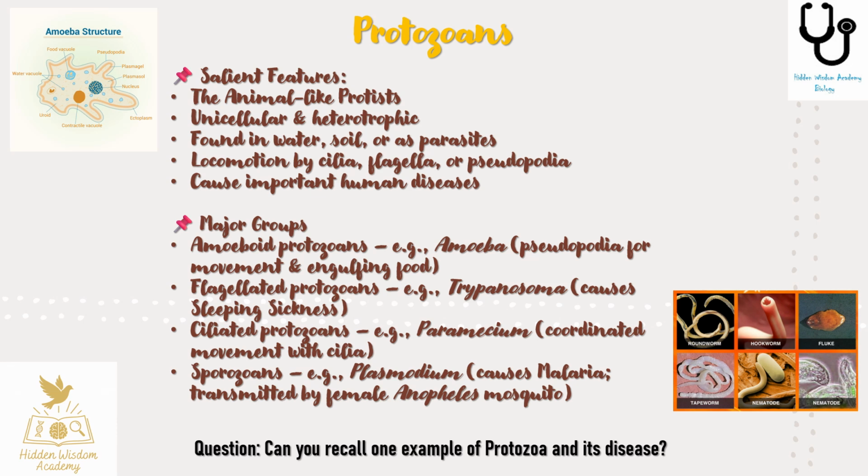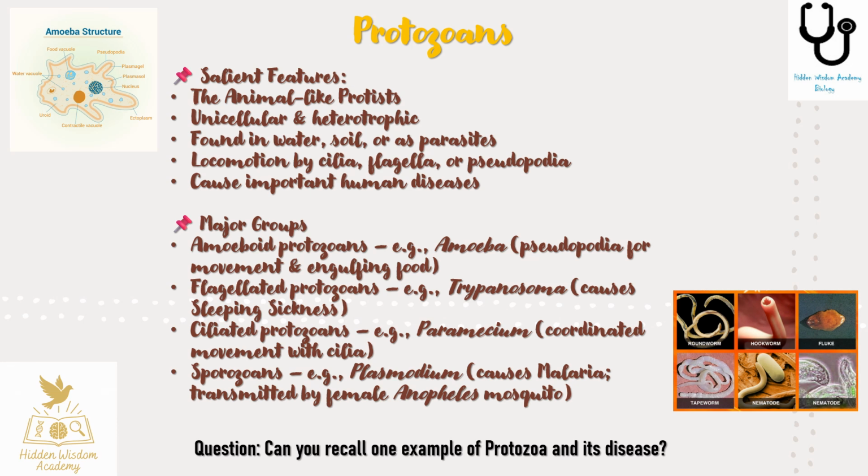Now, let's talk about protozoans, which are animal-like protists. They are unicellular and heterotrophic, living in water, soil, or sometimes as parasites inside other organisms. They move with the help of cilia, flagella, or pseudopodia. Protozoans are divided into four groups.